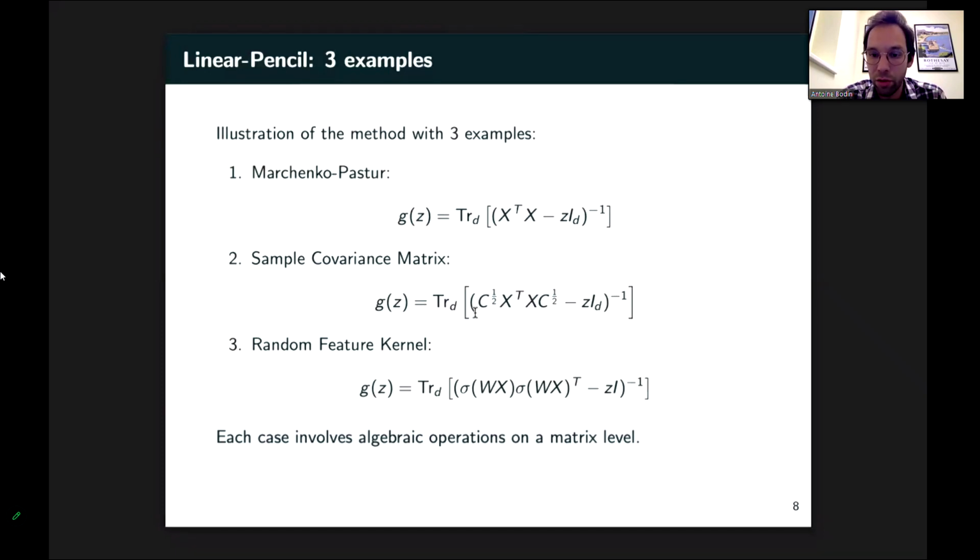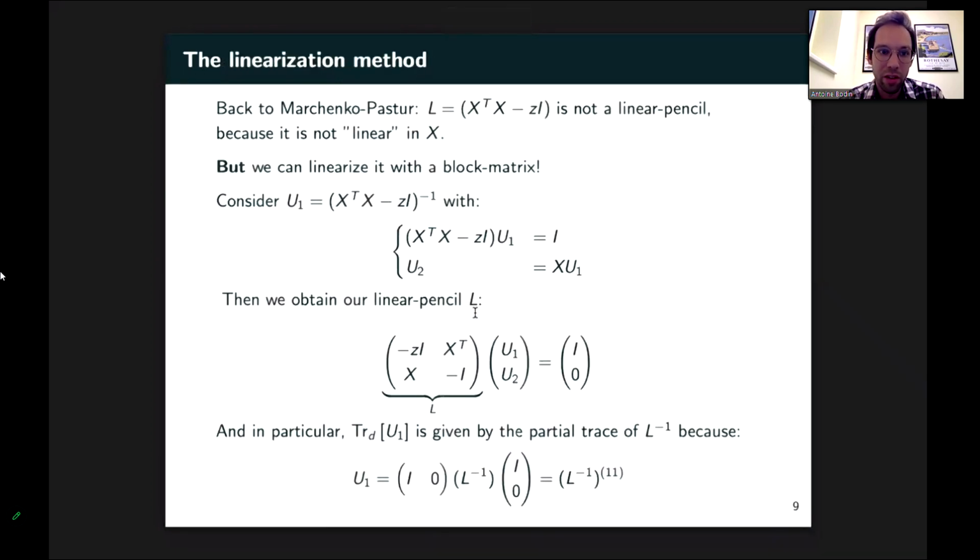So what if you add, say, a deterministic matrix C in those high dimensional matrices that you want to play with. And then we're going to have a look at the random feature kernel. The main thing about those three examples is that they each involve some algebraic expressions of different random matrices. Okay, so let's go forward with the Marchenko-Pastur case.